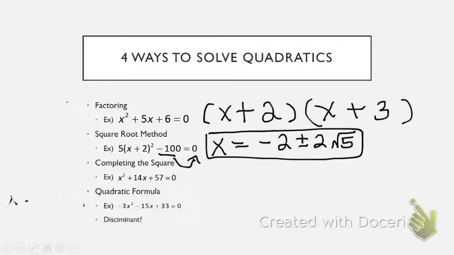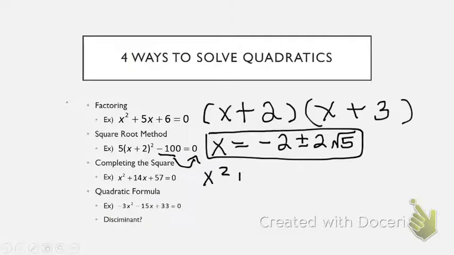Now, the fourth method, the fourth example we're working with is completing the square. Why do we use completing the square? Well, if you notice, the leading coefficient is 1, which is perfect, and the b term is even, okay? So, since those two qualifications, what's my first step? Well, it's to move this positive 57 over to the right side.